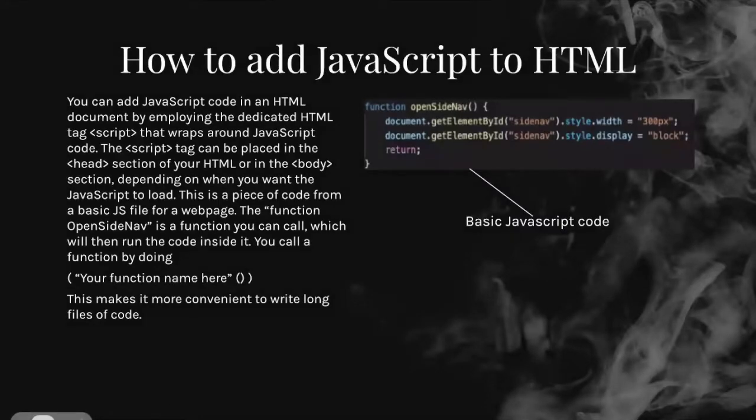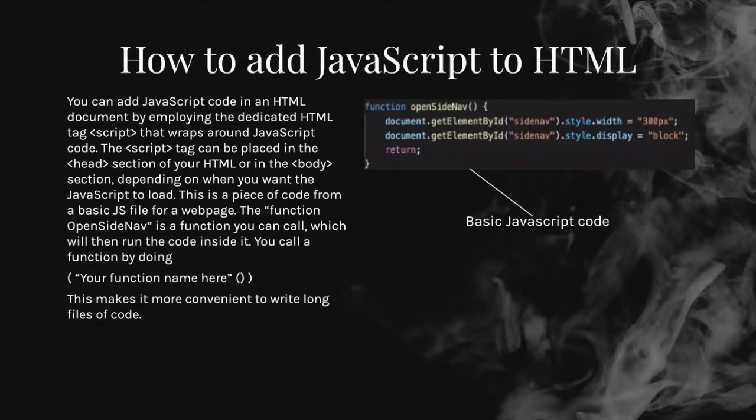How to add JavaScript to HTML. You can add JavaScript code in an HTML document by employing the dedicated HTML tag script that wraps around JavaScript code. The script tag can be placed in the head section of your HTML or in the body section, depending on when you want the JavaScript to load.